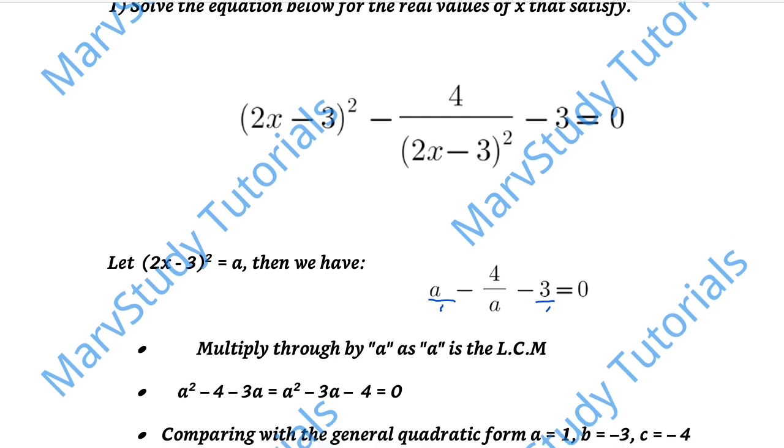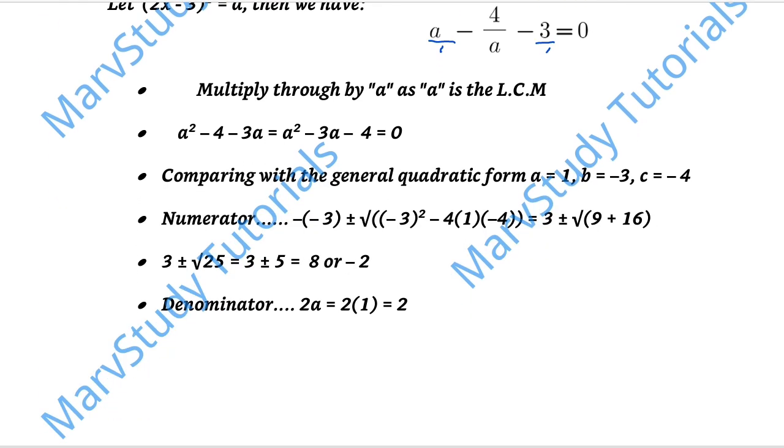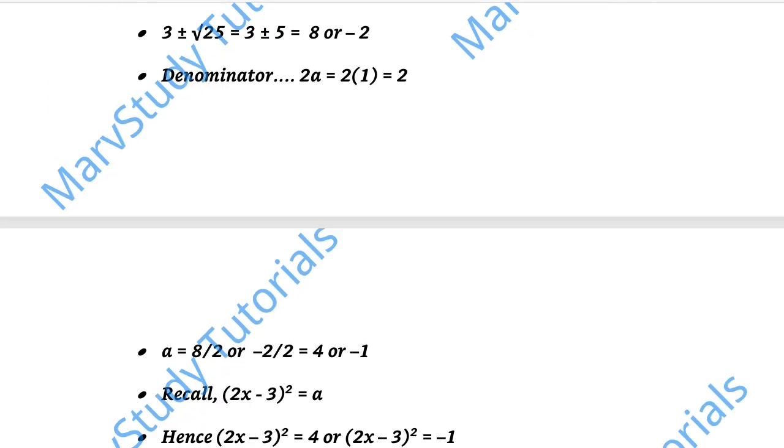If we solve the second part of the equation, the second part is saying (2x - 3)² equal to -1. And the solutions to this are imaginary. So we'll only solve this part. So we have (2x - 3)² equal to 4. So we'll take the square root of both sides.